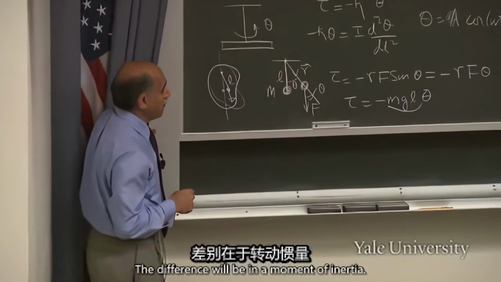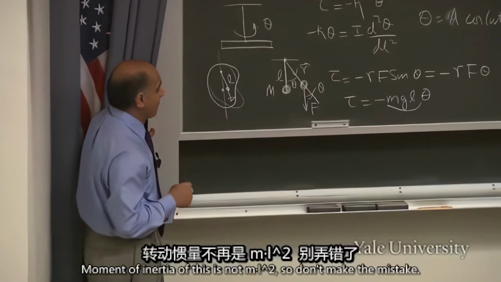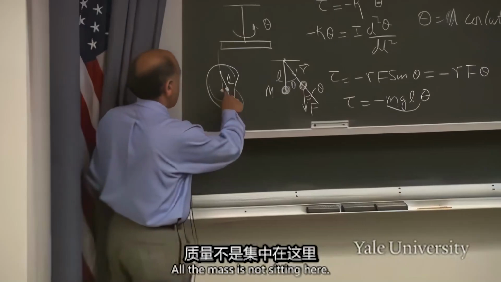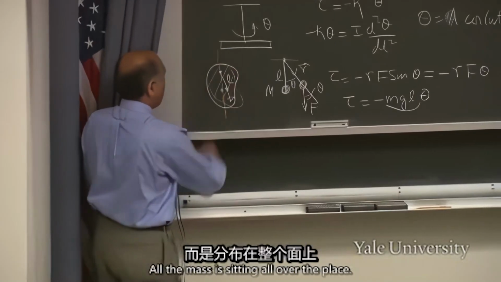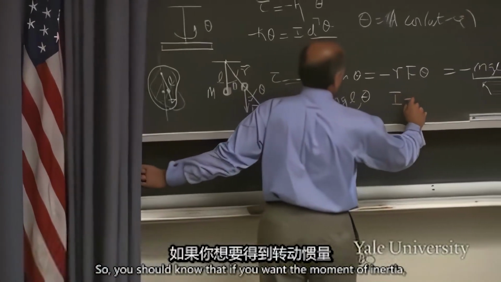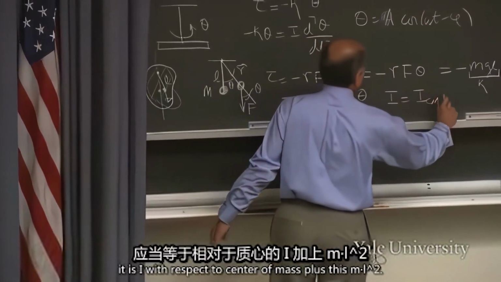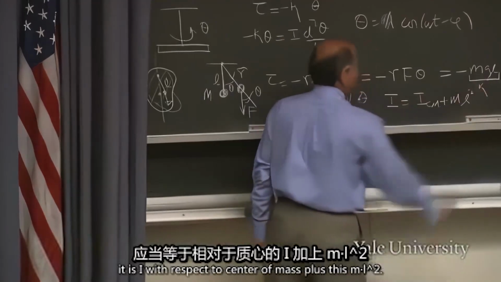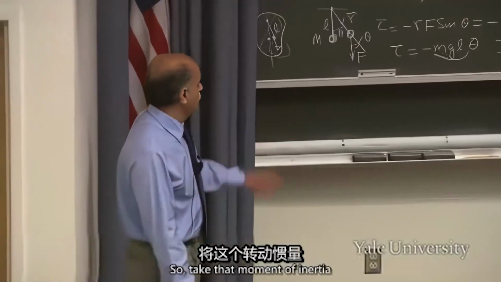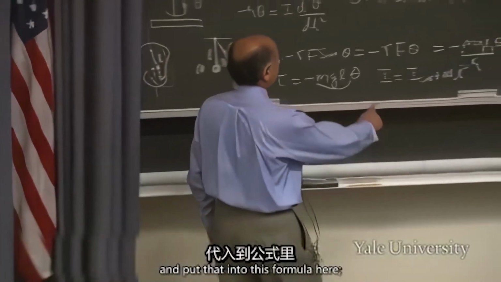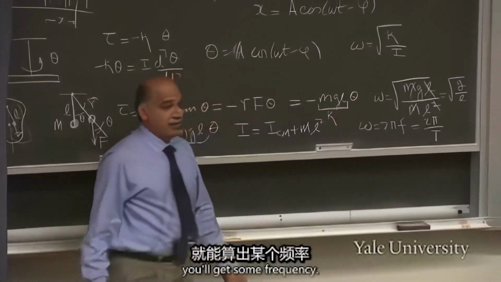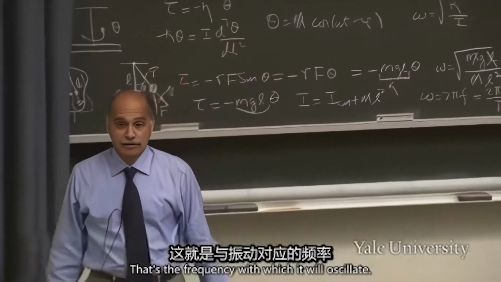The difference will be in moment of inertia. The moment of inertia of this is not mL squared. So don't make the mistake. All the mass is not sitting here. All the mass is sitting all over the place. So you should know that if you want the moment of inertia, it is I with respect to the center of mass plus this mL squared. That's the old parallel axis theorem. So take that moment of inertia, put that into this formula here, take this kappa and put it there, you'll get some frequency. That's the frequency with which it'll oscillate.